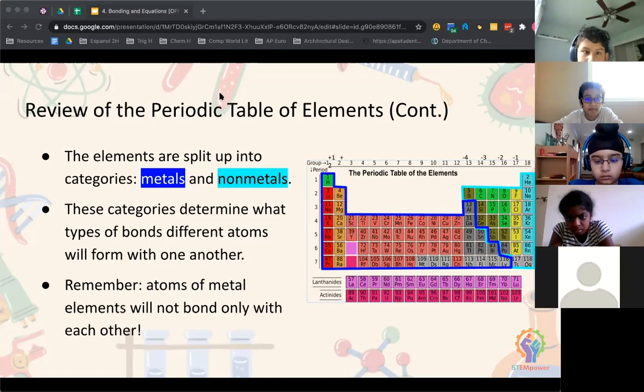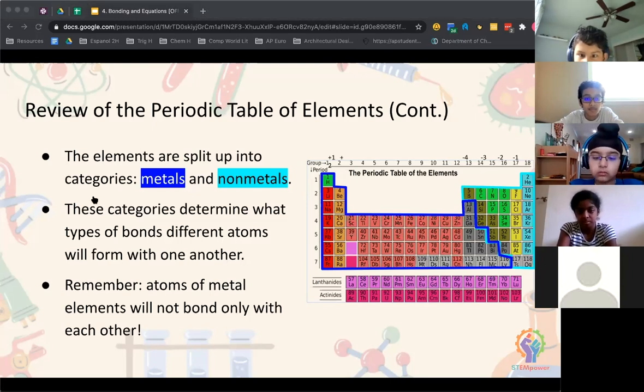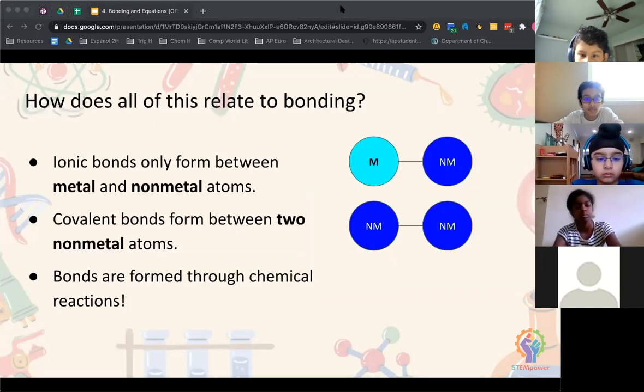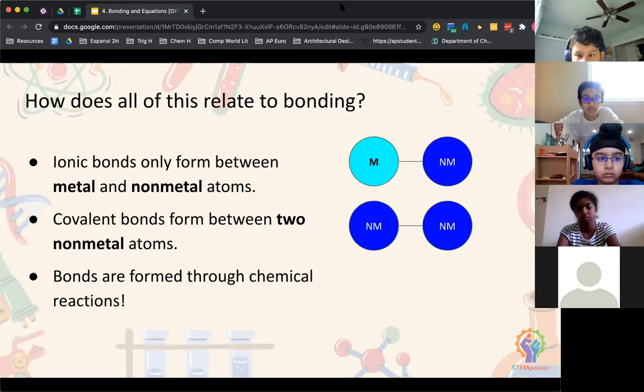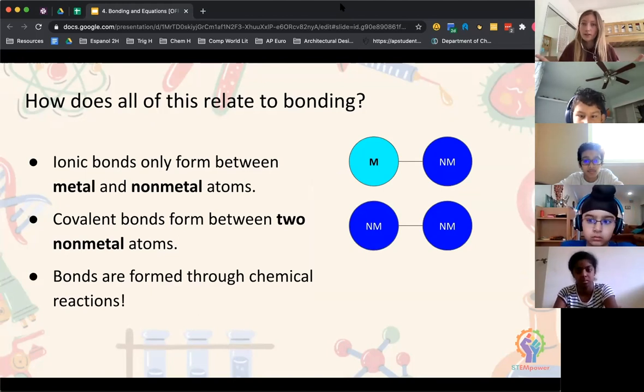All right, and then let's continue our review. The elements are split up into 2 different categories, metals and nonmetals. In the periodic table, we can see that the metals are in dark blue and the nonmetals are in light blue. And these categories determine what types of bonds will be created, right? Atoms of metal will not bond with each other. Basically, the 2 types of bonds that we'll talk about today are ionic and covalent. Ionic bonds will only form between metal and nonmetal atoms. And then covalent will bond between 2 nonmetal atoms, right? But there's never 2 metals bonding together, right?